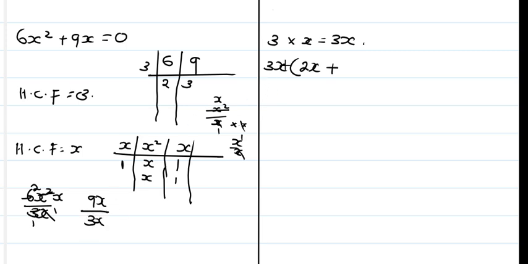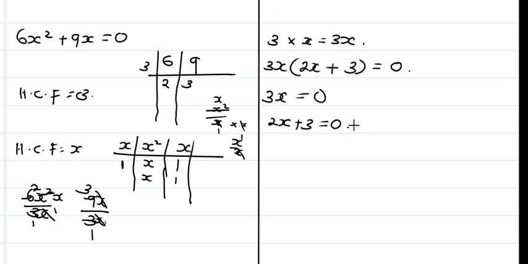Then plus, I repeat the same with 9x divided by 3x, our common HCF. The x cancels, and 9 divided by 3 is 3. So I put 3 here, so that 3x multiplied by 3 gives 9x. So we have 3x times the bracket 2x plus 3 equals 0. Then 3x will be equal to 0, and 2x plus 3 will also be equal to 0.